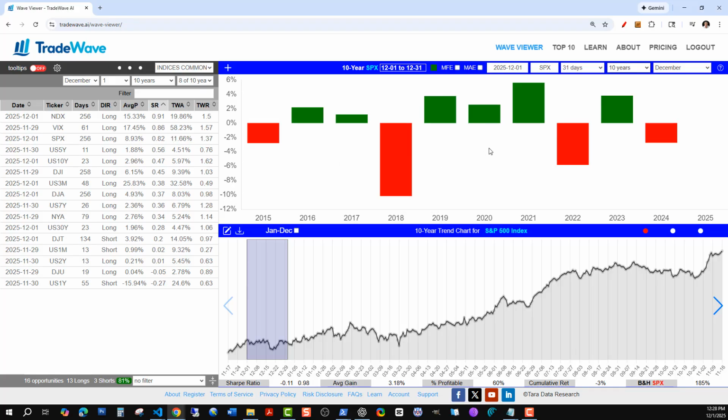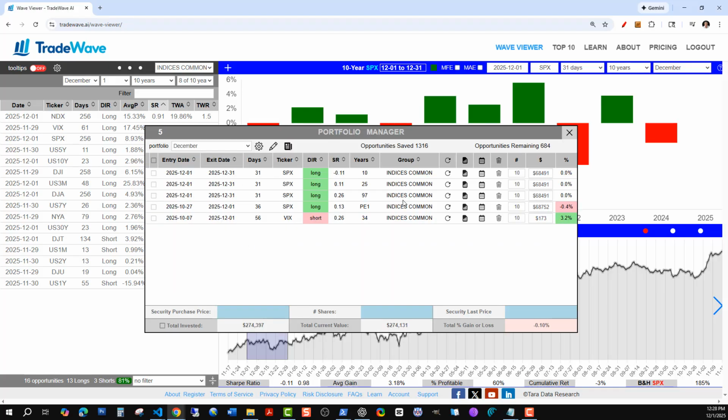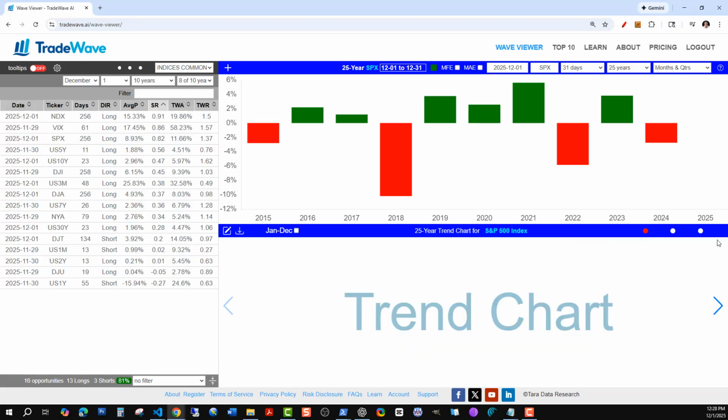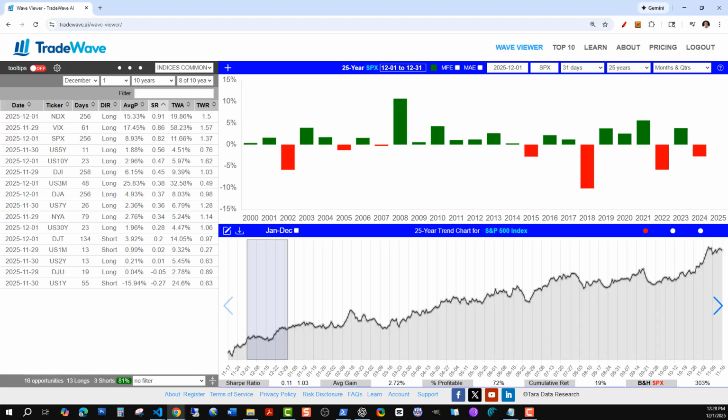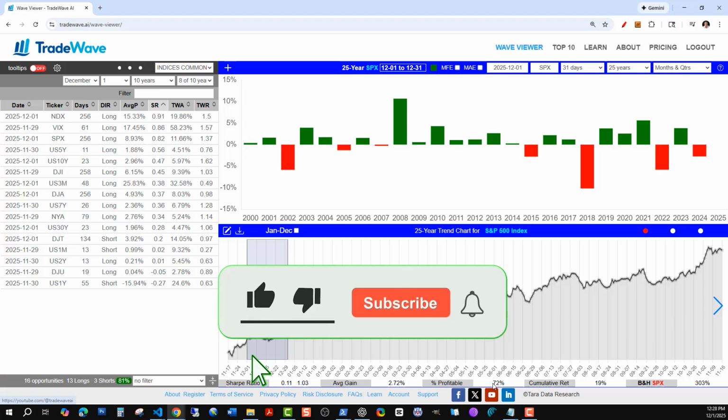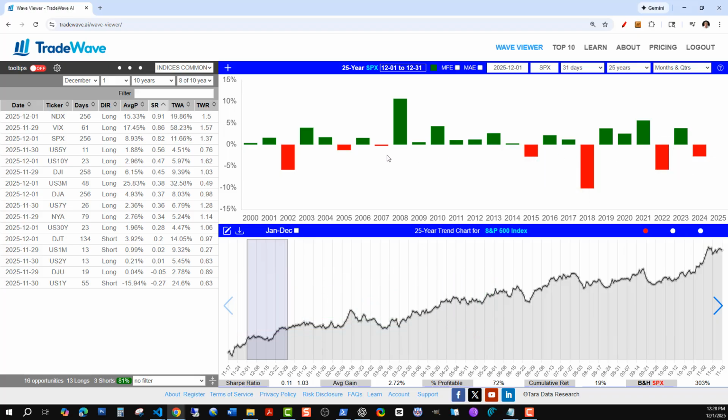But how about this century? For safety, I'm just going to select the last 25 years. In the last 25 years, 72% of the years were positive and 28% of the years were negative. So it's fairly bullish seasonally for the month of December itself, but it becomes more interesting when we go on.